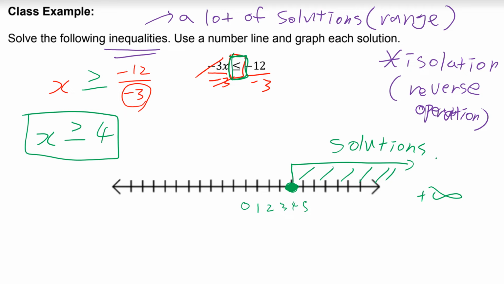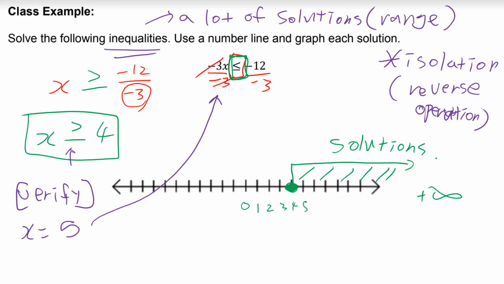You can verify this too, ladies and gentlemen. Verification is always needed. How can I verify? Well, pick any number that satisfies this condition. X is anything bigger than or equal to 4. So why don't we pick 5? Because that satisfies the condition. And I substitute inside of this original condition.